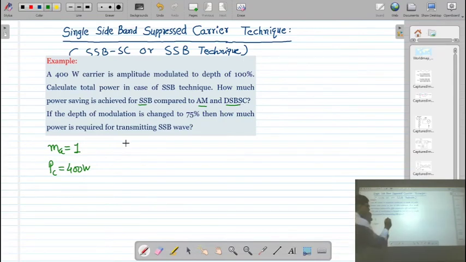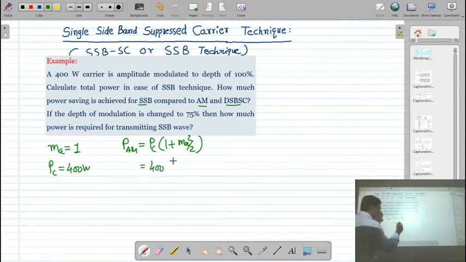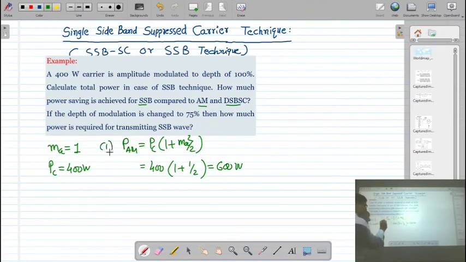wave. So the power of the AM wave is given as Pc into 1 plus Ma square by 2, and if we have Pc is given as 400, 1 plus, we are calculating for a 100% modulation index, so here this will come out to be 600 watt. So if we have the amplitude modulation, then the required power is 600 watt. So that is, let us say 1.